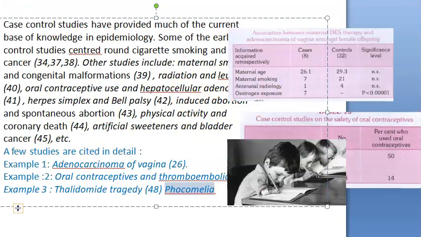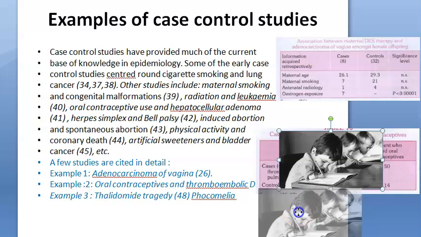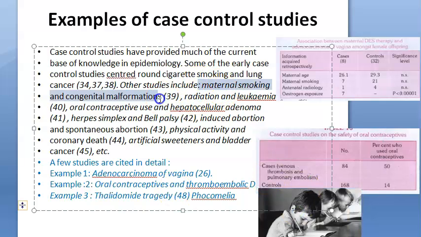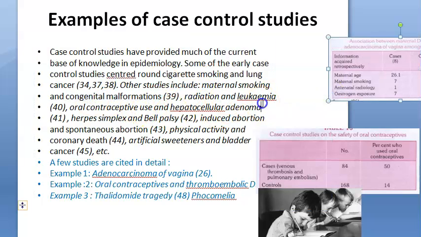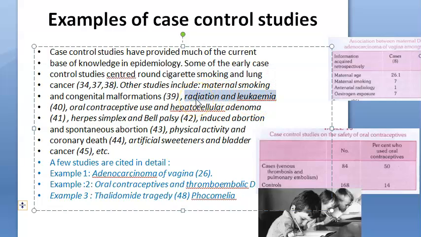Guys, like this, so many examples are there like this, okay? Look at this, maternal smoking, congenital malformation. So you can go backwards. Congenital malformations, maternal smoking. Leukemia and radiation. So you're going backwards. Leukemia, then go see if they had radiation exposure. If somebody has hepatocellular adenoma, find if they used oral contraceptives. If somebody has Bell's palsy, check if they had herpes simplex infection. If somebody has a spontaneous abortion, go back and check, what is this? Induced abortion history, is it? Then coronary death, if has happened, check about physical activity. If somebody had bladder cancer, go and check if they were taking artificial sweeteners. Something like this. So you're going backwards.